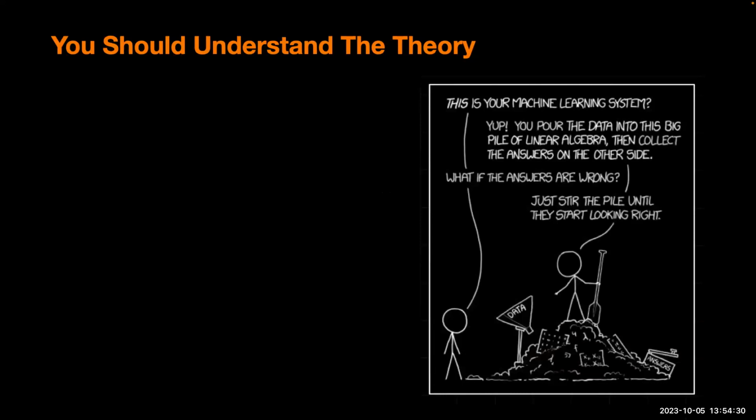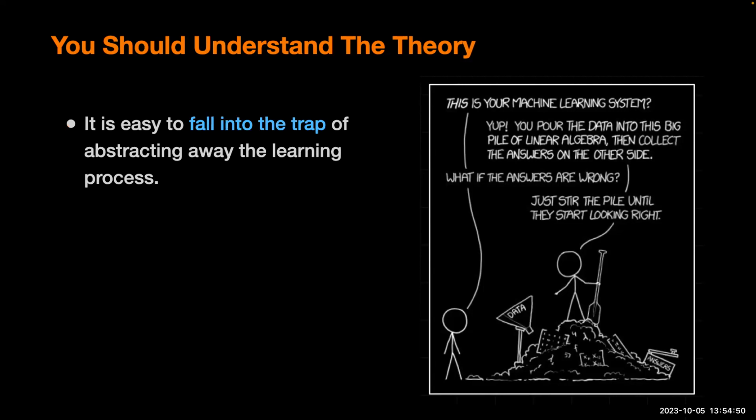Okay, so why should you understand the theory? This is another joke, which is highly untrue. People say machine learning is just: you have a bunch of data, you stir the pile, and if it does not work, stir it again until it works. Not really. Practically, some people do that, but that's not what is exciting about neural networks.